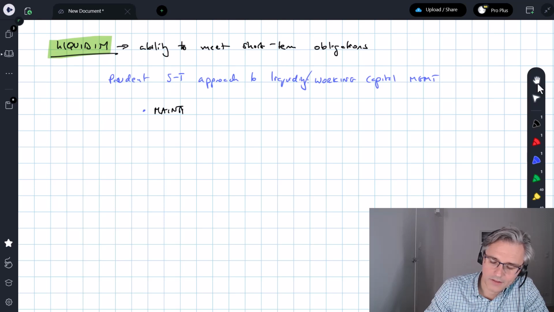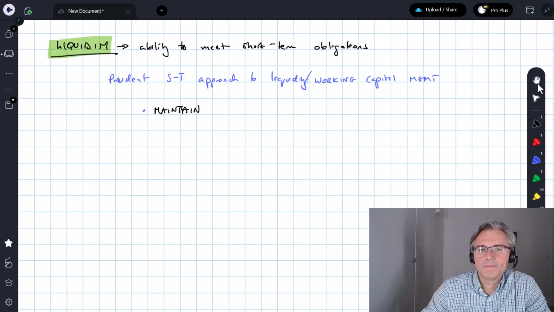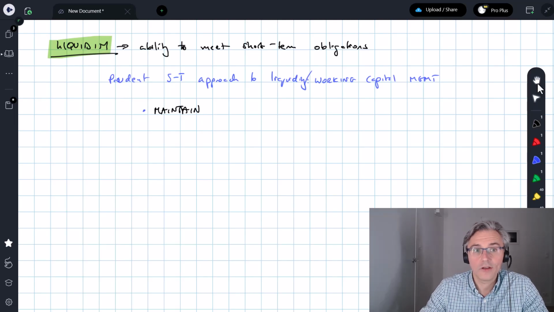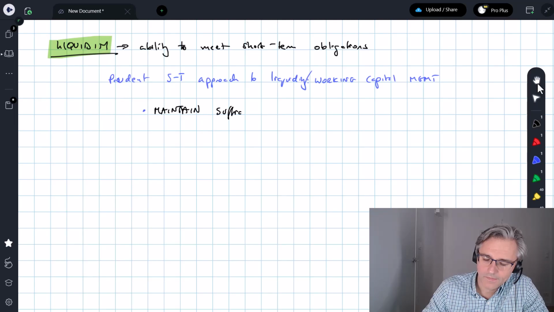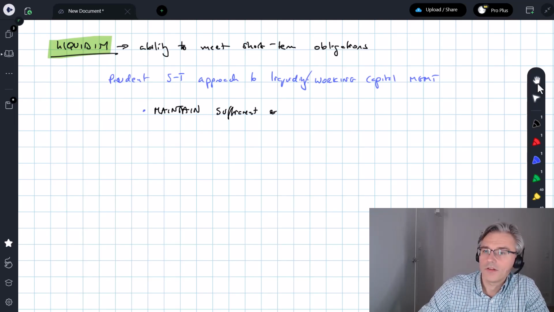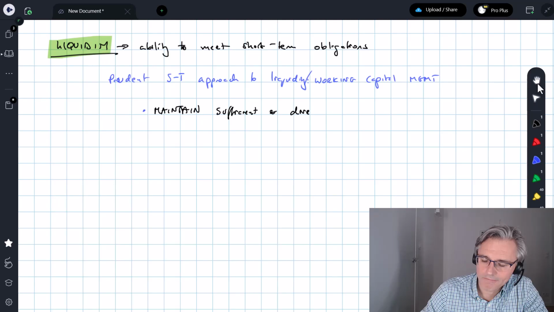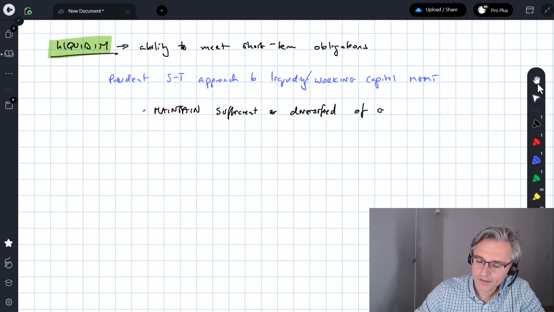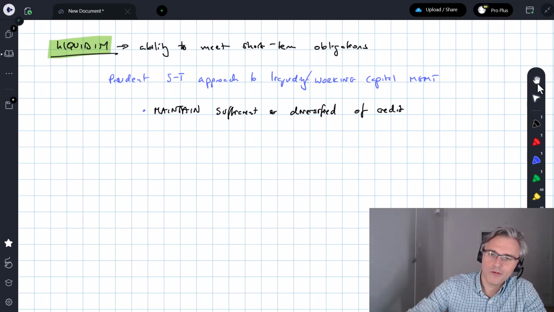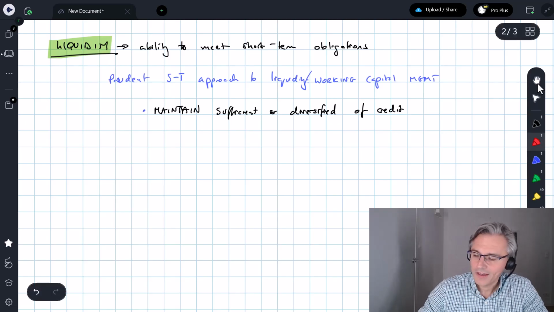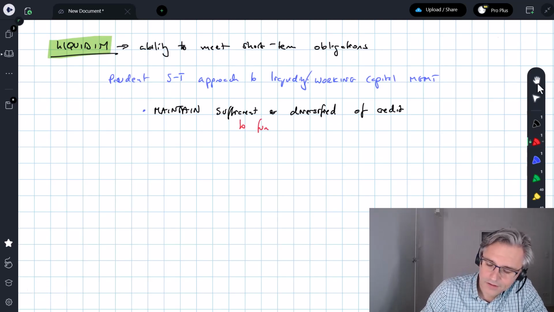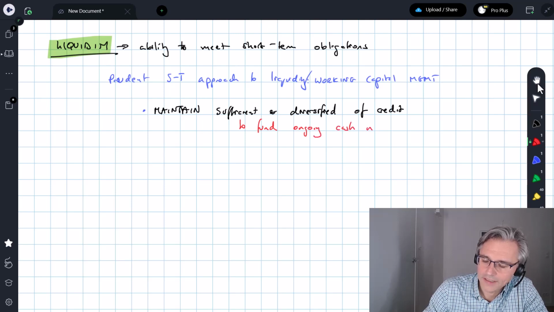So these are sort of the golden rules, right? Maintain sufficient, but also diversified sources of credit. Don't borrow from just one place, right? So have some from your suppliers, some from a bank, maybe not a single bank, I don't know, in order to fund your ongoing cash needs.